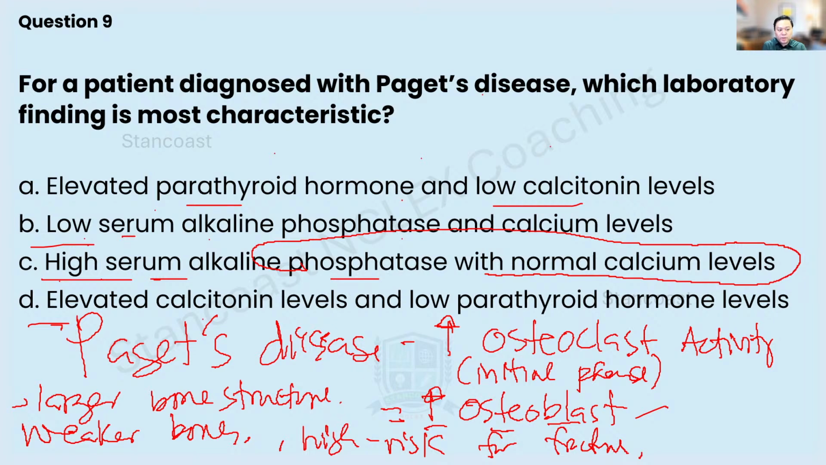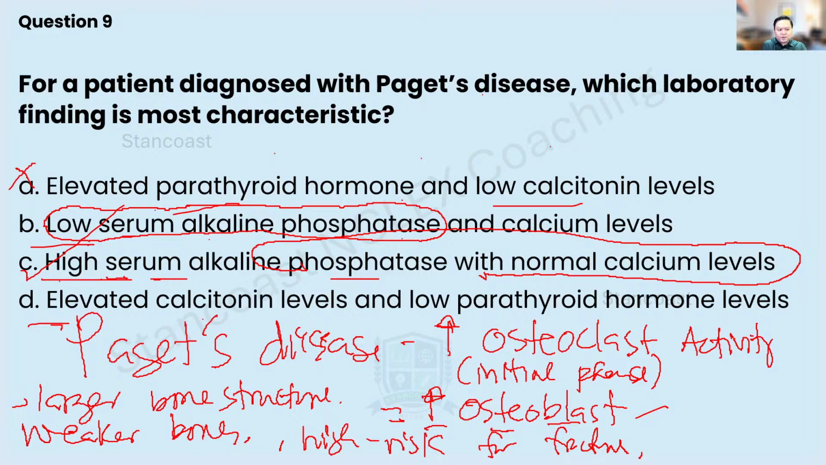Not low. If you're going to compare it to letter B, low serum alkaline phosphatase doesn't reflect the remodeling of the bone structure, but rather letter C is going to represent that. There will be normalization of the calcium level in the blood, and there is also serum alkaline phosphatase elevation.